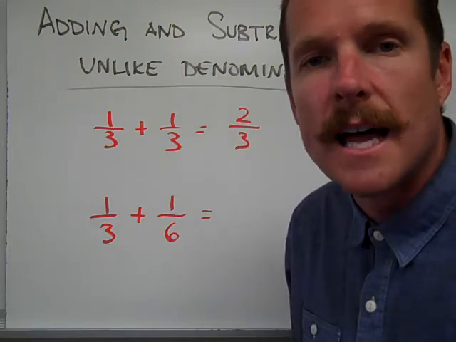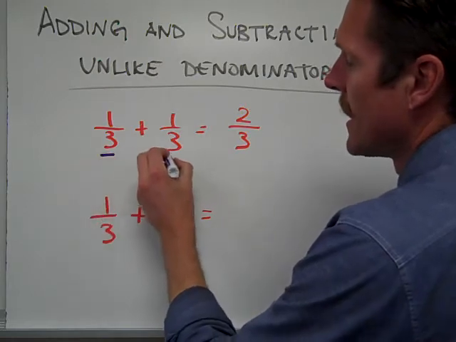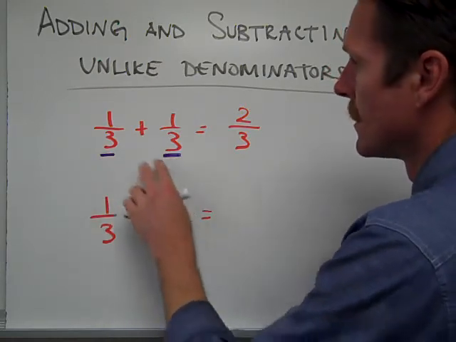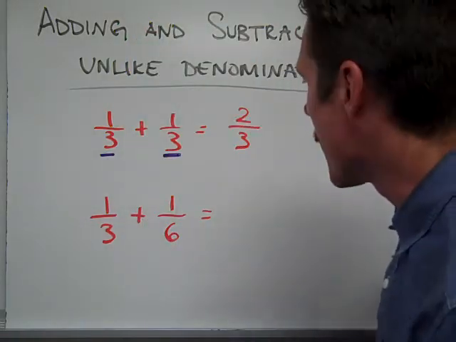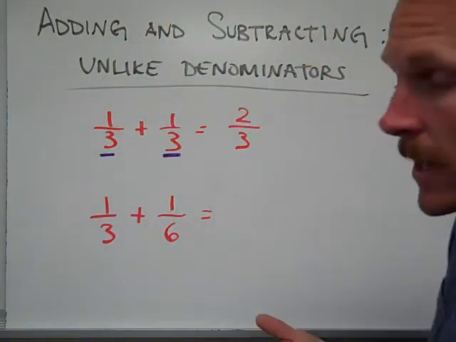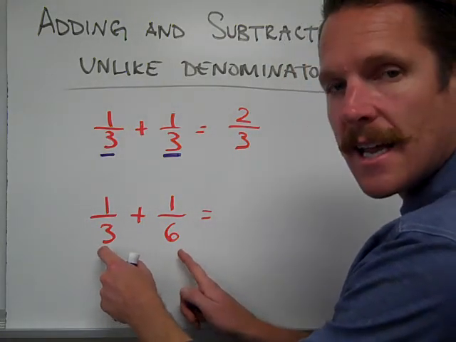Adding and subtracting unlike denominators. What we've done so far is we have added denominators that are the same, thirds and thirds. Add the numerator, 2, denominator stays the same, 2/3. Now what we're going to do is add fractions with unlike denominators.